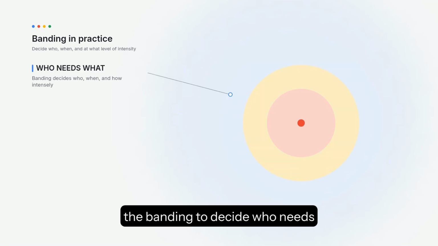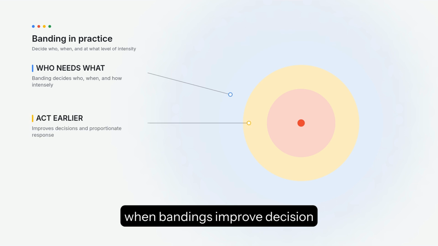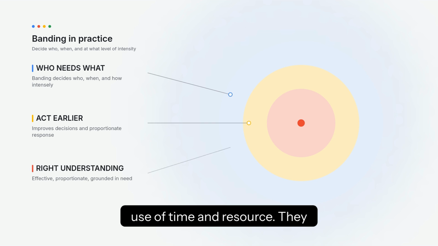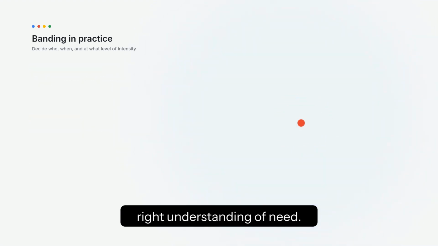It's using the banding to decide who needs what, when, and with what level of intensity. The real value comes when bandings improve decision-making, help teams act earlier, and support more proportionate use of time and resource. They should also help you review whether the response is actually working. If support is in place but attendance is not improving, the next question is whether the plan is effective, proportionate, and based on the right understanding of need.